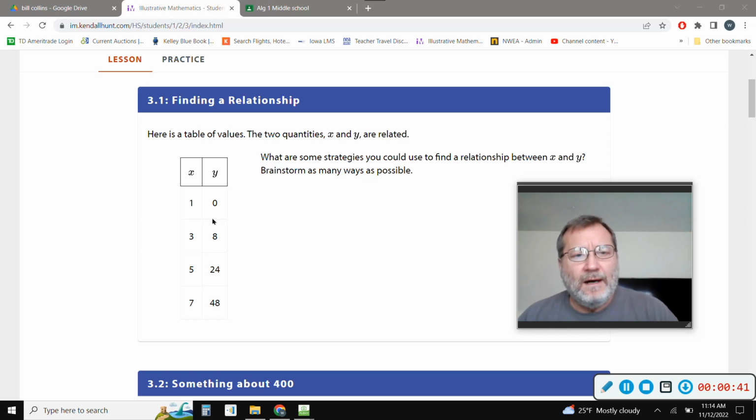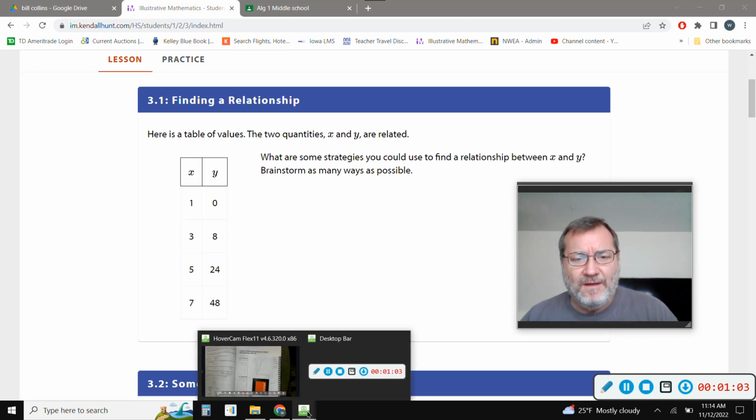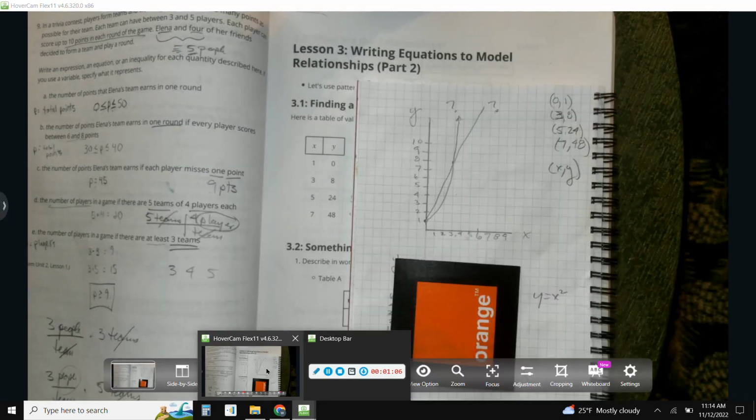Well, this is kind of a unique situation, and sometimes it's not intuitively obvious to the casual observer what's going on here. So I'm going to show you some other strategies that we can use to figure out what's going on here. If we look at this, it doesn't immediately jump out how you get from the x values to the y values. So let's go ahead and look at the book itself.